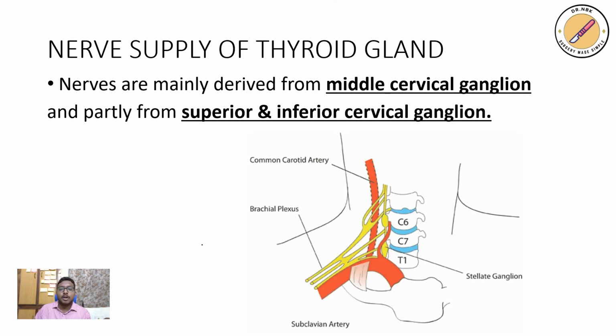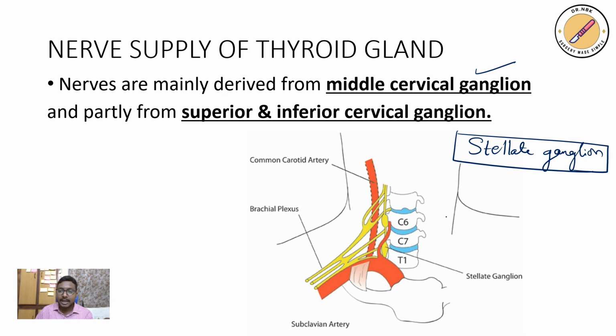Right. Next. Coming to the nerve supply of the thyroid gland, it mainly derives its sympathetic supply from the middle cervical ganglion and partly from the superior and inferior cervical ganglia. One important anatomy point the examiner can ask you here is, what is the stellate ganglion? Please understand, there are three important cervical sympathetic ganglia: superior, middle, and inferior. These are all the cervical sympathetic chain ganglia.